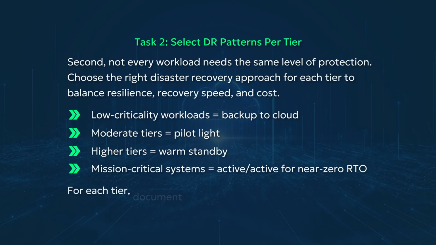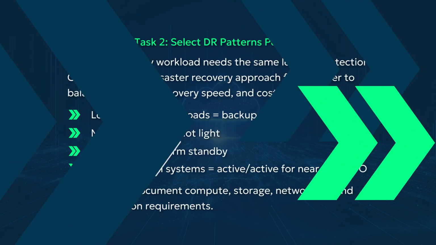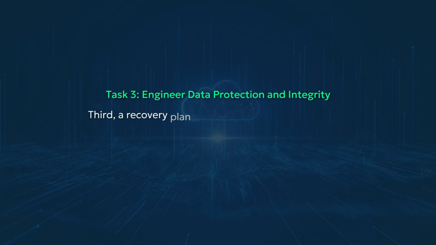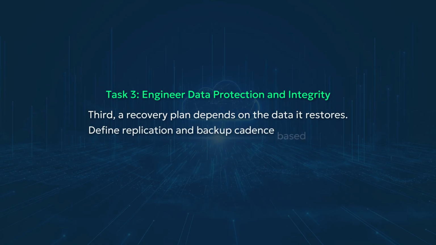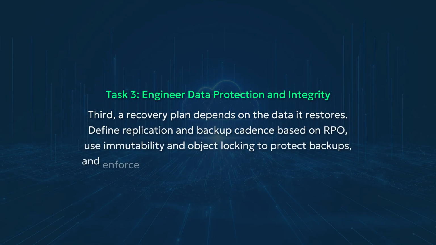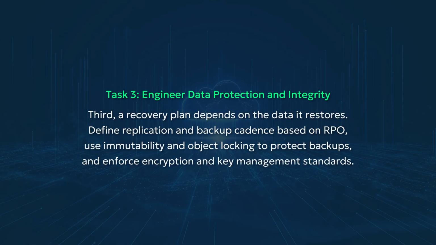For each tier, document compute, storage, networking, and data protection. Engineer data protection and integrity. Third, a recovery plan is only as good as the data it recovers. Define your replication and backup cadence according to RPO targets. Use immutability and object locking to safeguard backup copies from tampering, and enforce key management and encryption standards.